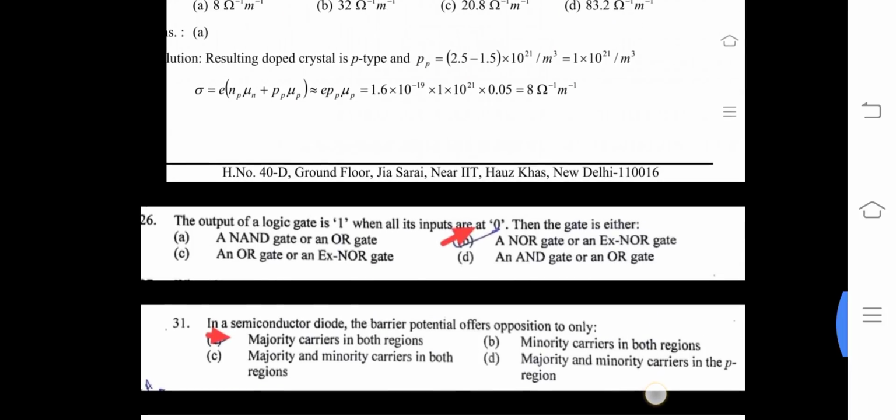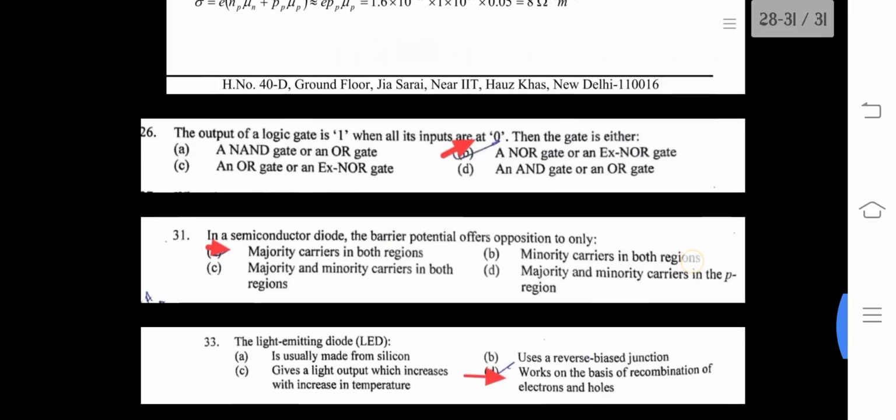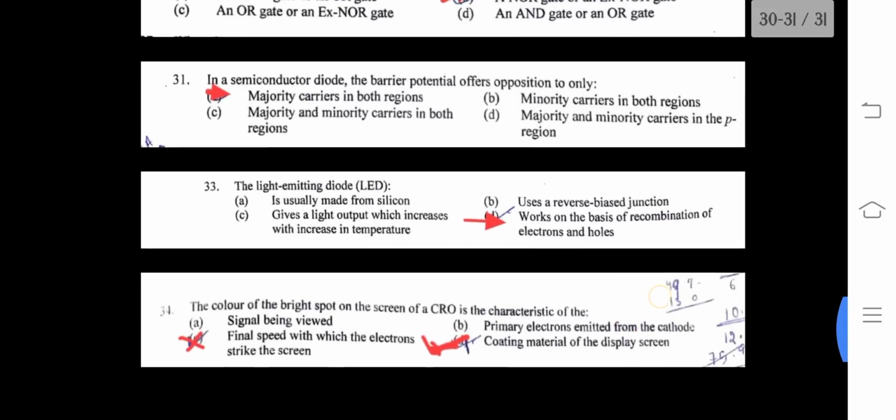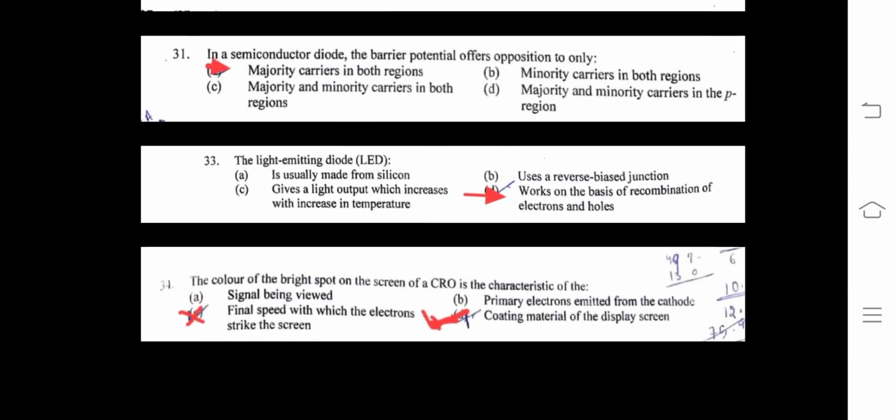Then in the next question, a semiconductor diode barrier potential offers opposition to only. The answer is majority carriers in both the junctions. And the next question, the principle of LED: it works on the basis of recombination of electrons and holes. So D is the right option. Then the color of the bright spot on the screen of a CRO is a characteristic of. The answer is the coating material of the display screen. So D is the right answer.